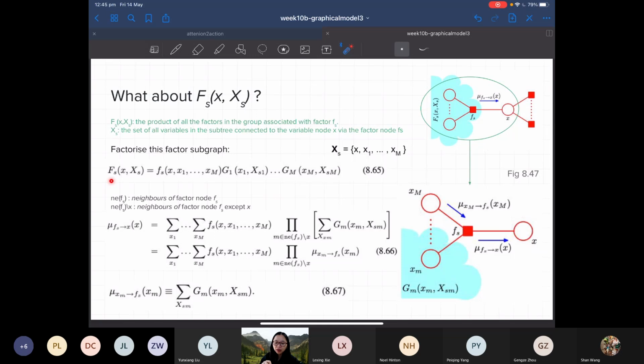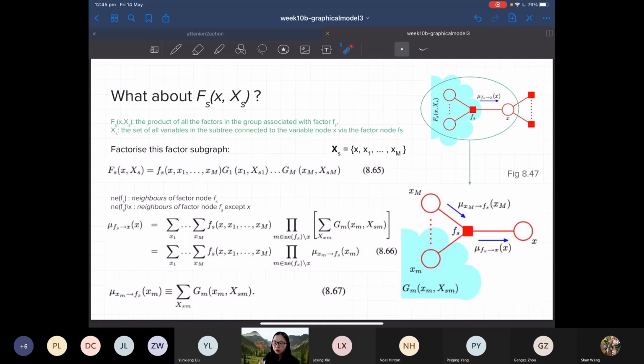So we have decomposed the capital F. Now we just need a little more notation. Since we have notations for the neighbors of X, now we need notations for the neighboring nodes of f of s, which is essentially X itself and then all the other nodes 1 through M. And we can also have neighbors except X.